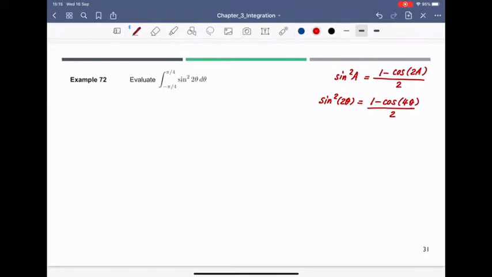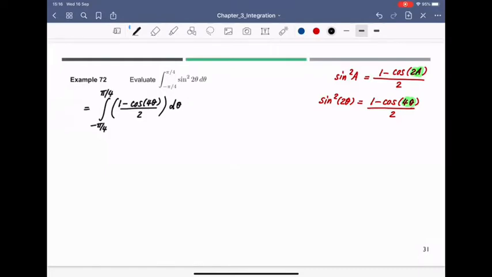I'm trying to go slow. I replace A by 2 theta, so 2A equals 4 theta. Once you use this trick, it's going to be easy because we are going to integrate sine square of 2 theta. I'm going to switch it to the integral of 1 minus cosine 4 theta over 2 d theta, theta from negative pi over 4 to pi over 4.